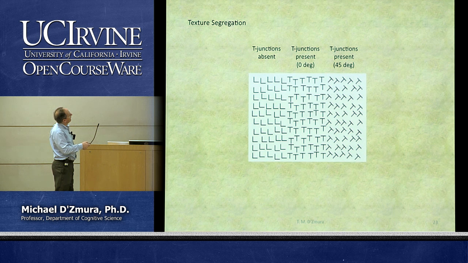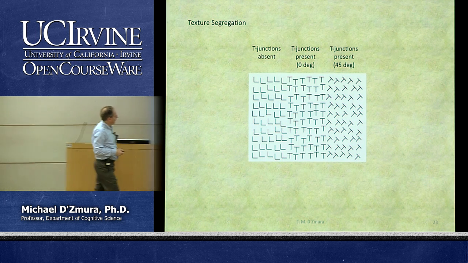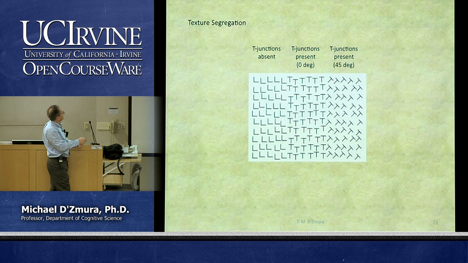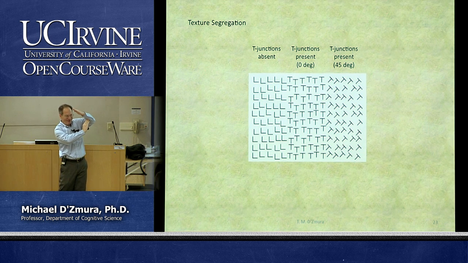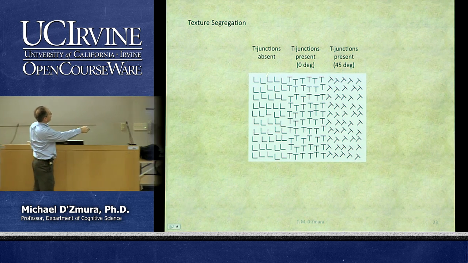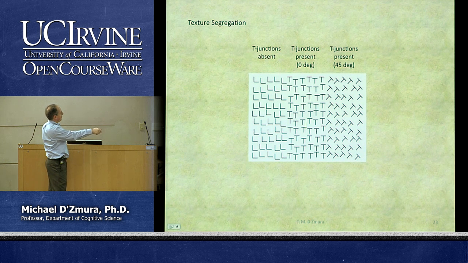Here's another example of texture segregation. We can clearly see the vertical edge between the L's and the T's, and this vertical edge between the T's and the tilted T's. And we can see the featural differences. People pay attention to things called T-junctions. A T-junction is simply a junction that makes a T shape. There are no T-junctions on the left. There are T-junctions in the middle. So you'd say, aha, T-junctions may well be a feature that lets us segregate textures easily.